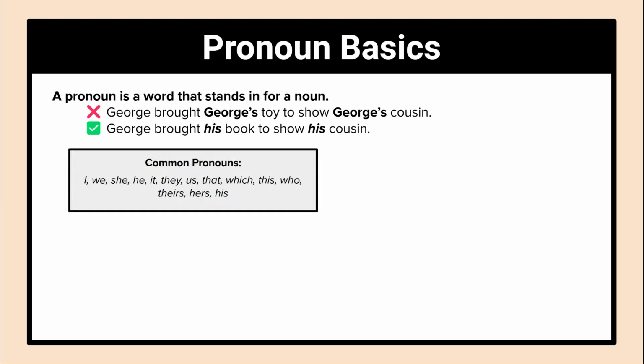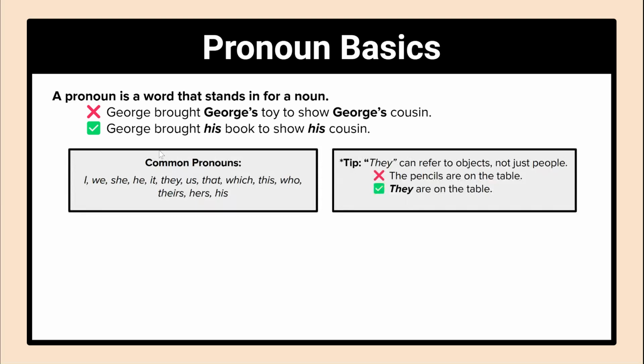So common pronouns that we see every day include I, we, she, it, they, us, that, which, this, who, theirs, hers, his. Here's another tip. They can refer to objects as well as people. So for example, the pencils are on the table could also be rewritten as they are on the table.